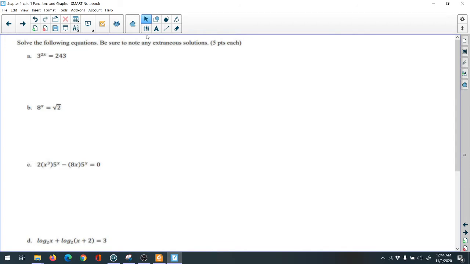Okay. Solve the following equations. Be sure to note any extraneous solution. So we have here 3 to the 2x equals 243. We need to solve it, which means we need to find the value of x. Solve it means find x.